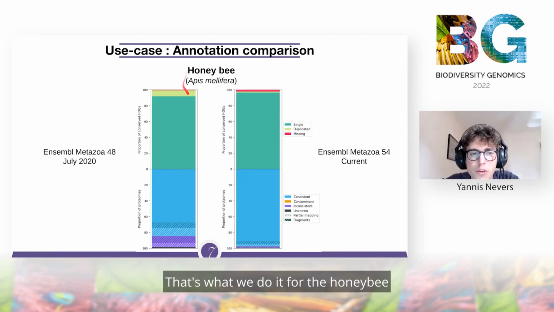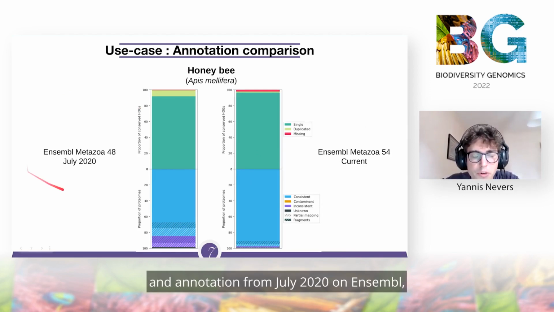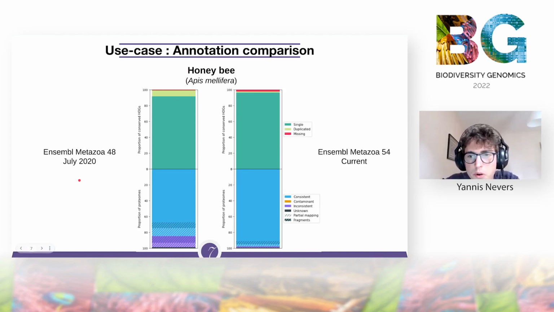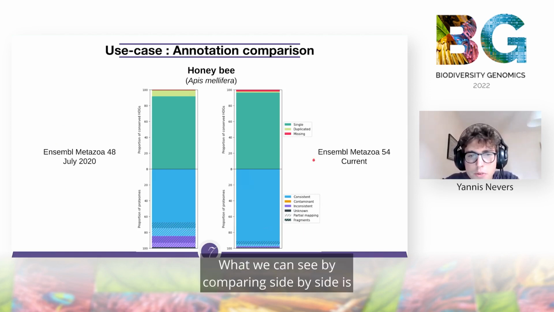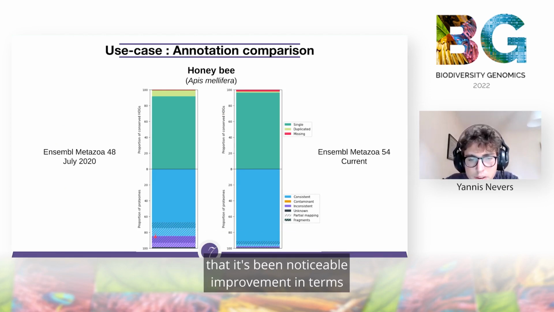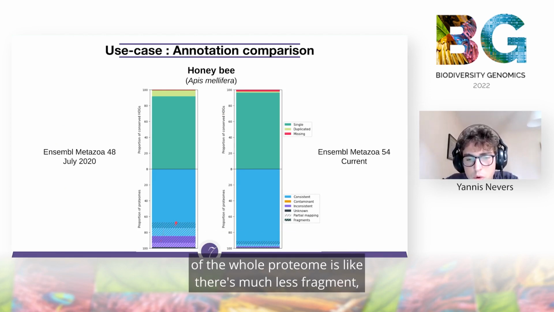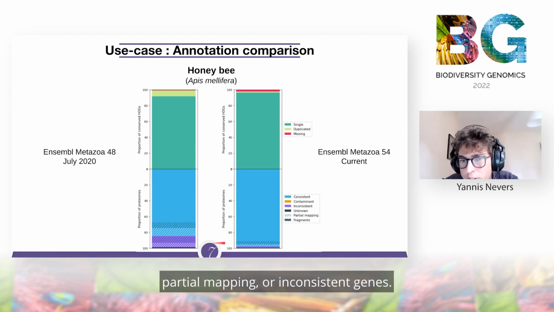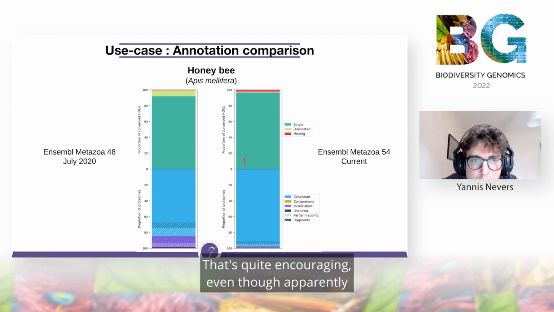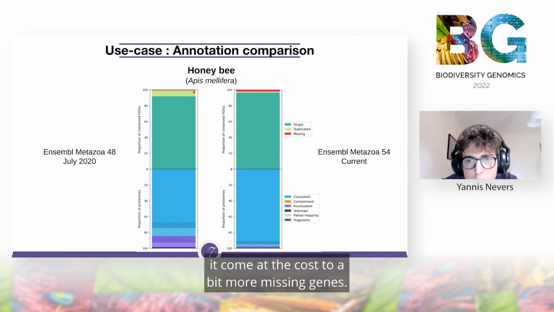That's what we did for the honeybee, an annotation from July 2020 on Ensembl and the current one. What we can see by comparing them side by side is there has been a noticeable improvement in terms of the whole proteome, like there's much fewer fragments, partial mappings, or inconsistent genes. That's quite encouraging, even though apparently it comes at the cost of a few more missing genes.